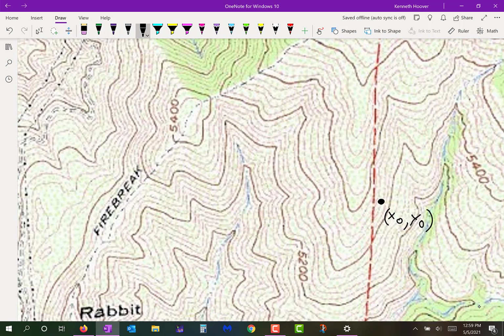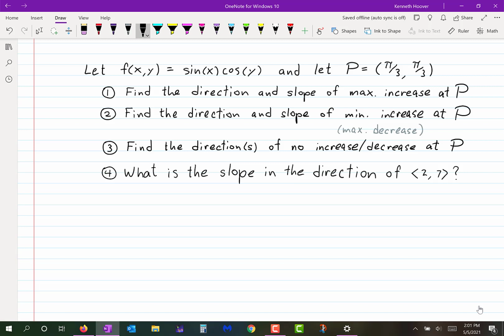Okay, what if you're standing right there, and you wanted to measure from that point, which direction could I walk that would be the steepest upwards? Which direction could I walk that would be the steepest downwards? And how steep would they be? Okay, we're going to answer these 4 questions.